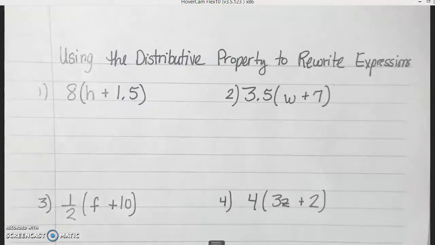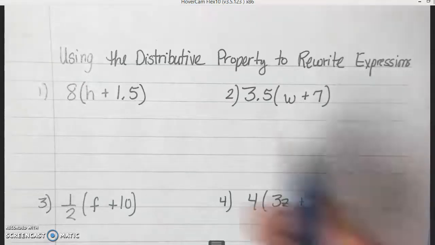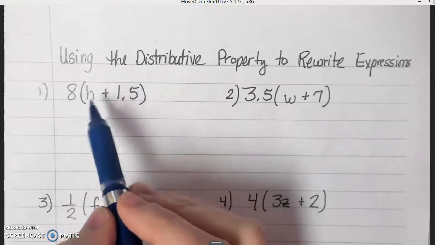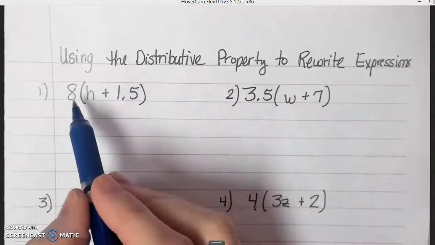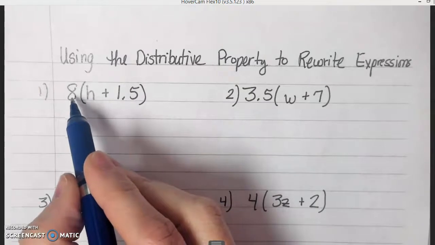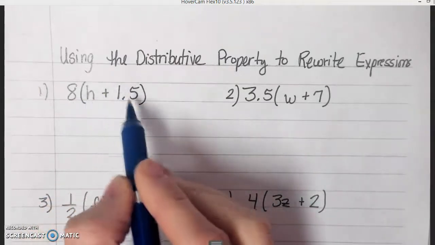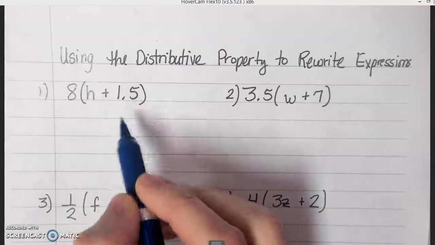We have started using the distributive property to rewrite expressions, and some of my students are still having trouble with that. So if you are one of those students, this video is for you. Alright, so what we're doing here is we're using the distributive property. So when we have this 8 outside of parentheses, it means we're multiplying by each of the factors inside parentheses.